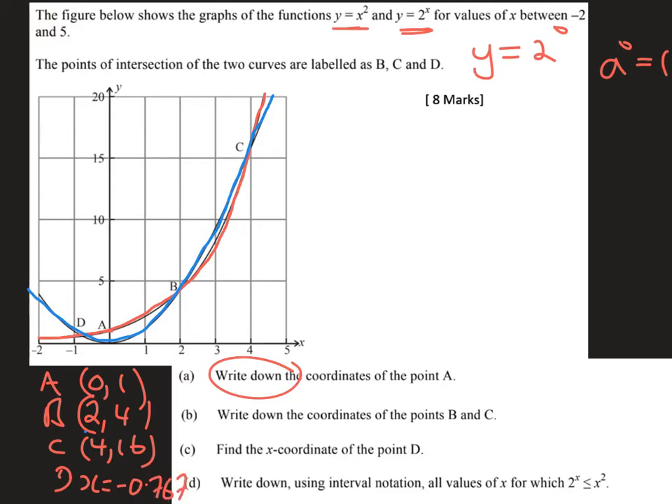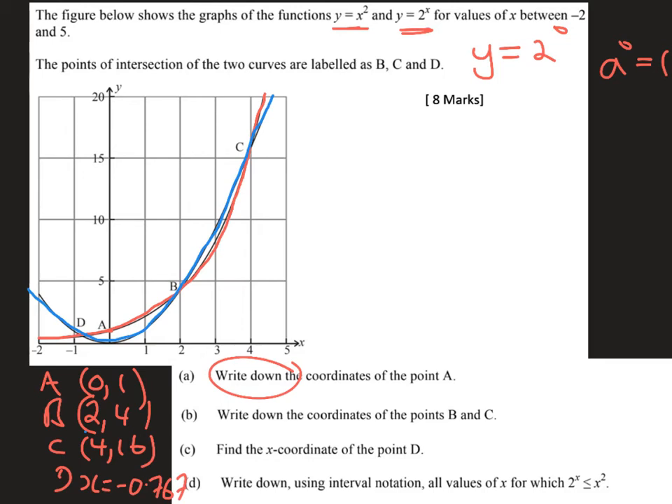0.767. And in part D then, you're asked to write down all of the values of x for which 2 to the power x is less than x squared. So in terms of what this looks like on the graph, you're looking for the regions in which x squared, i.e. the blue function, is greater than the red function.